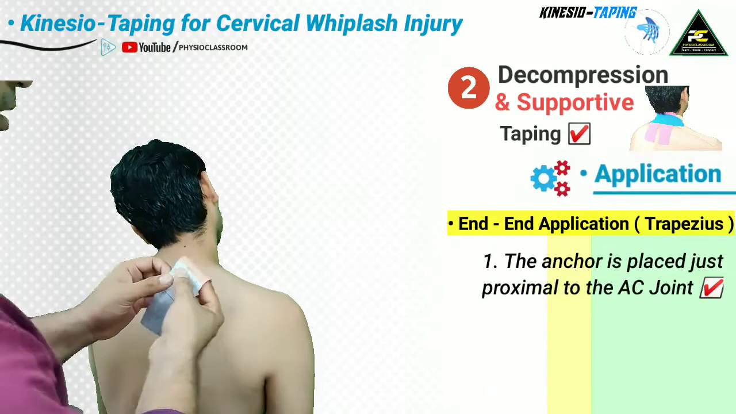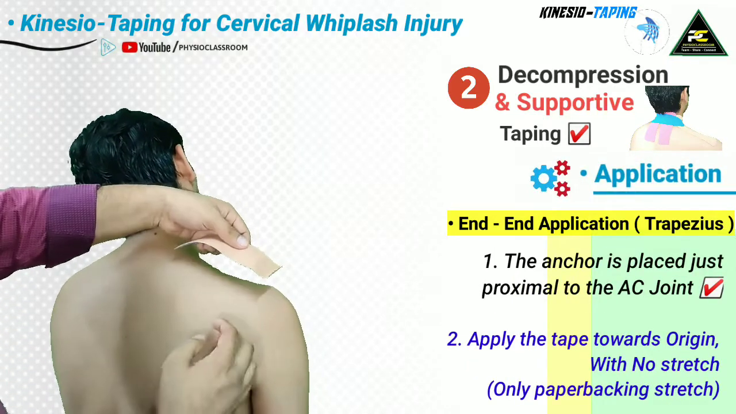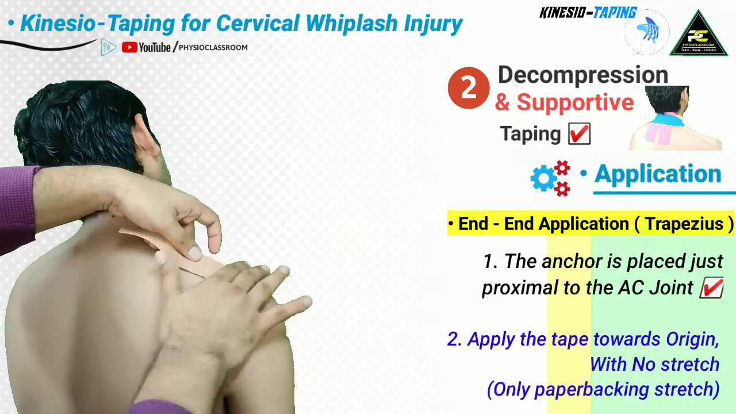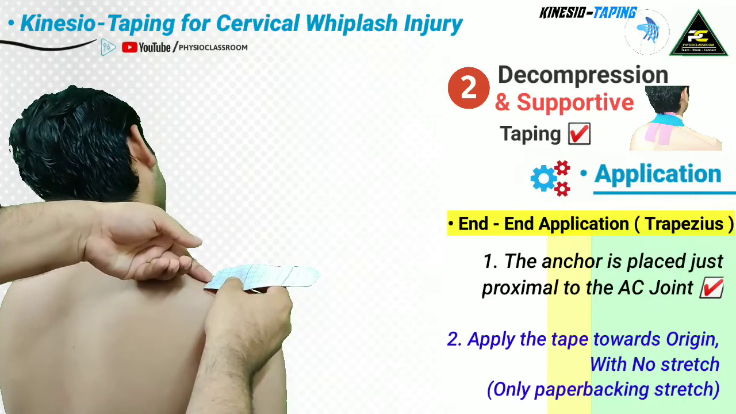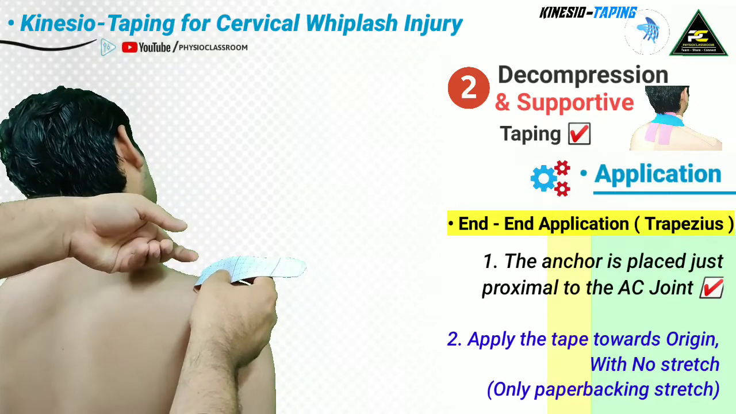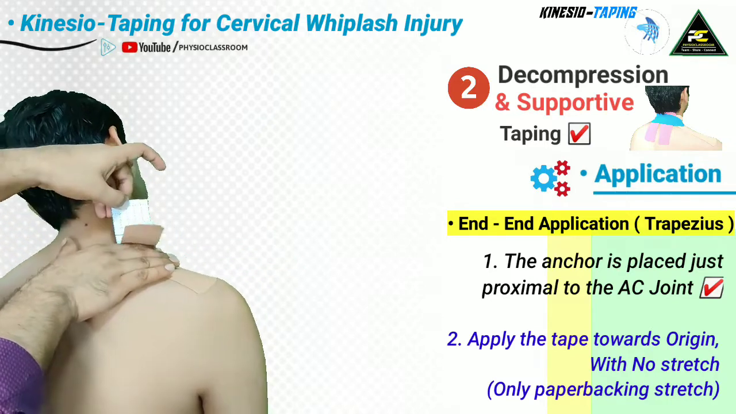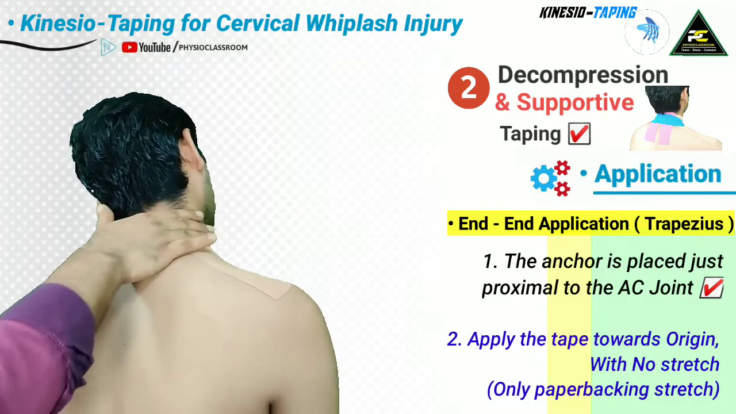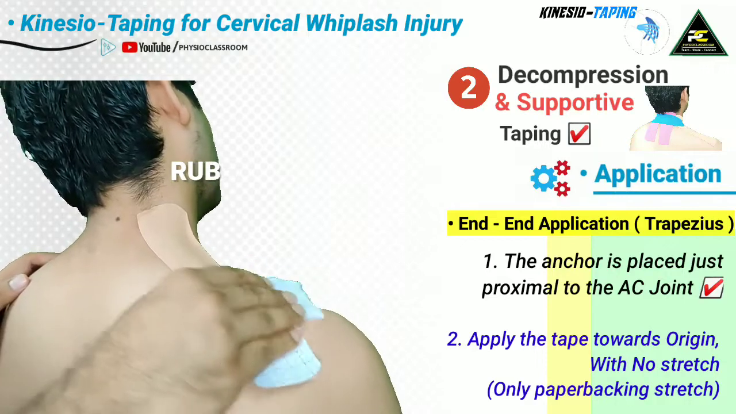So I have already torn the paper backing, creating the anchor, and this is going to be applied just proximal to the AC joint. And after rubbing the anchor, remove rest of the paper backing, and then with almost no tension, this has to go towards the origin of the muscle. Rub the tape to create and activate the adhesion.